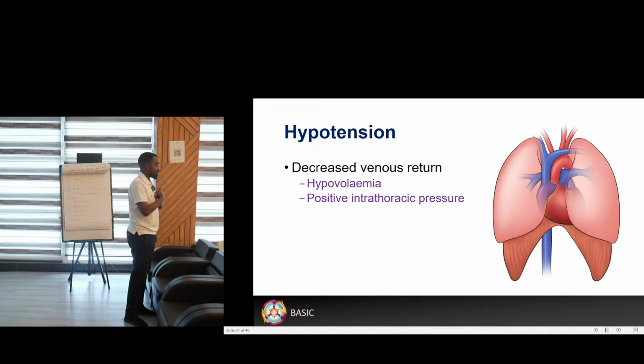Now your patient is on a mechanical ventilator. The ventilator is providing a positive pressure. So now my chest has a positive pressure, not a negative pressure. So it becomes hard for the veins to return the flow towards the right atrium, and you get a decrease in venous return. A decrease in venous return eventually causes a decrease in cardiac output and hypotension.